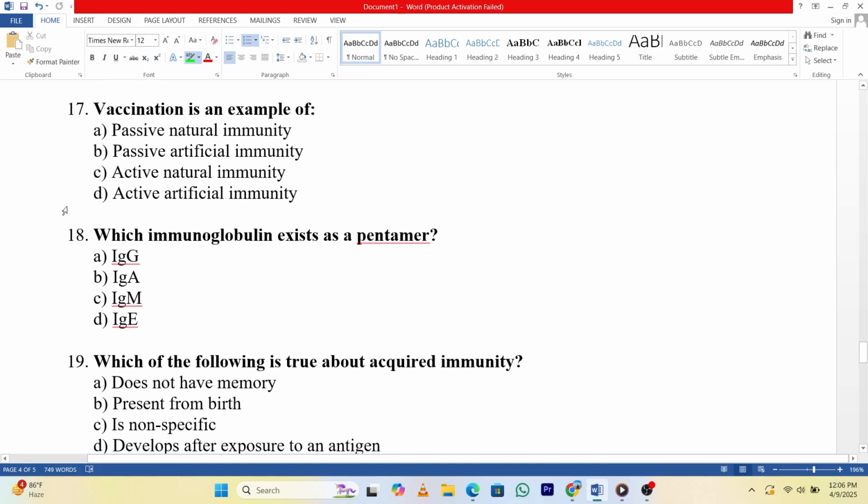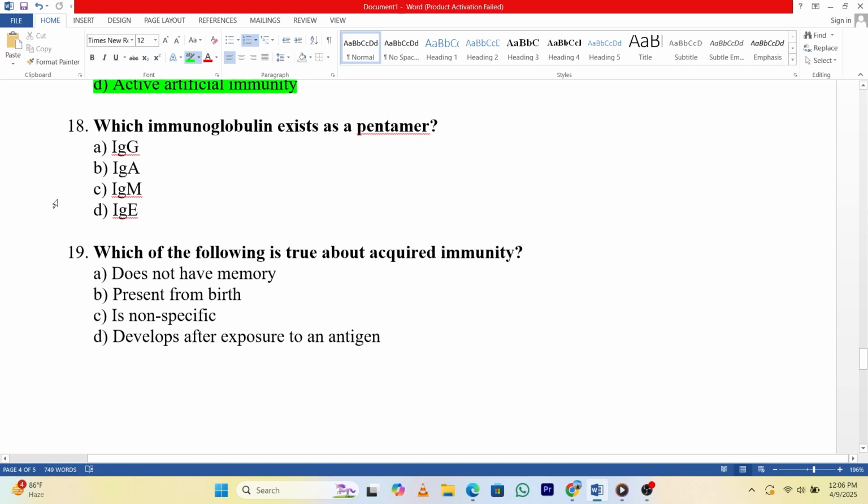17. Vaccination is an example of: A. Passive natural immunity. B. Passive artificial immunity. C. Active natural immunity. D. Active artificial immunity. Answer D. 18. Which immunoglobulin exists as a pentamer? A. IgG. B. IgA. C. IgM. D. IgE. Answer C.